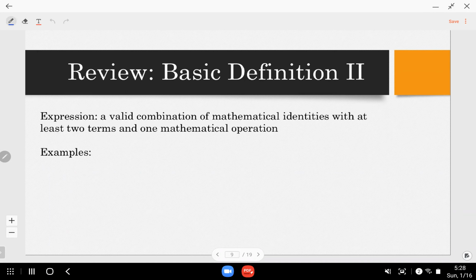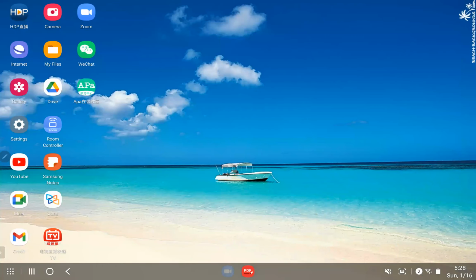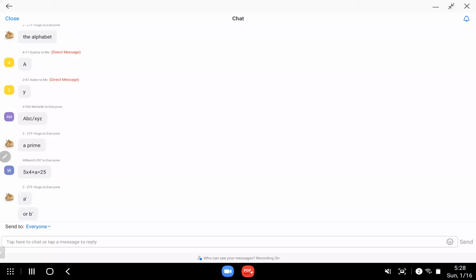So an expression is a valid combination of mathematical identities with at least two terms in one mathematical operation. So you can give me some examples of expressions, right?